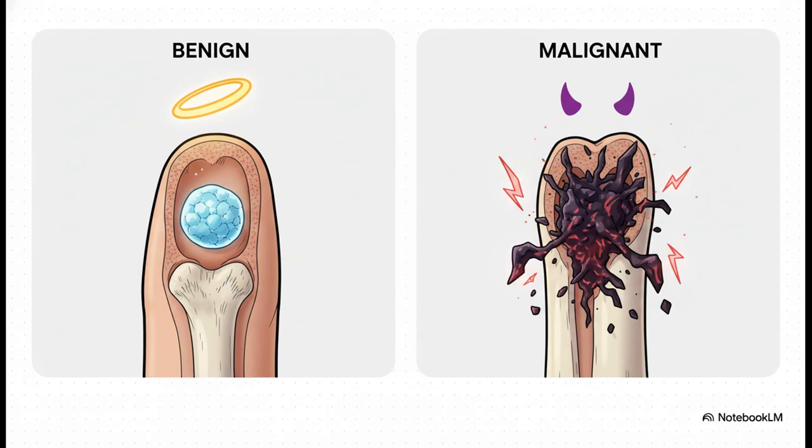Now, this next one, this is a tough case. It's where the detective work gets really subtle. You're trying to tell a benign cartilage tumor, an enchondroma, from its evil twin, chondrosarcoma. The source gives us some handy clues. The malignant one tends to be bigger, over 5 centimeters. It causes pain, and it starts doing more aggressive stuff, like actually destroying the cortex.